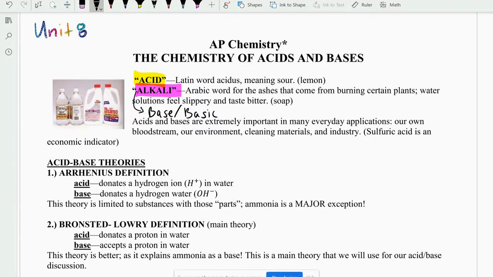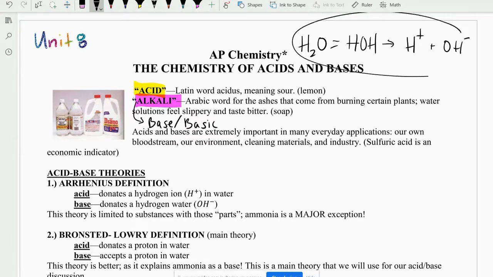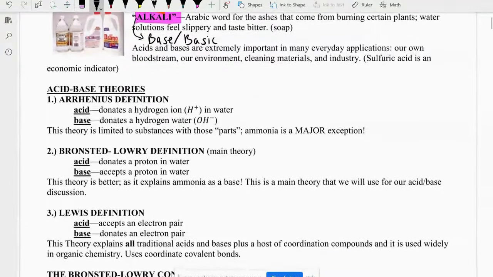In chemistry, I do want to give you a heads up before we get started: a lot of you will write water as H2O. Another way to consider writing water is HOH. This actually helps you understand that water is indeed hydrogen protons as well as hydroxide ions, or anions. If you keep that in the back of your head, it might help you understand some of these definitions that I'm going to explain here.